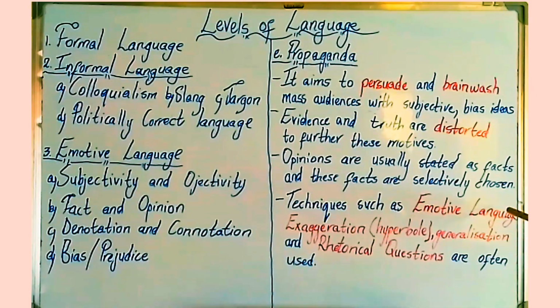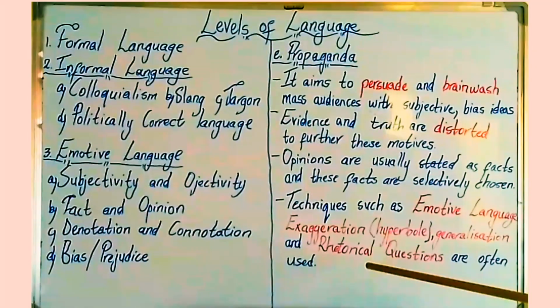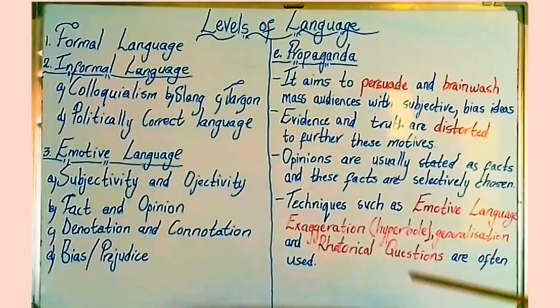Techniques such as emotive language, exaggeration, hyperbole, generalization, and rhetorical question are often used. So they use techniques like emotive language. We know very well that emotive language relies on emotions instead of logic. And exaggeration is when a person makes up something in their mind and they share it with the world. So it's something that they think about and they share it with the world, and which is exaggerated. It's a hyperbole. So there's also generalization.